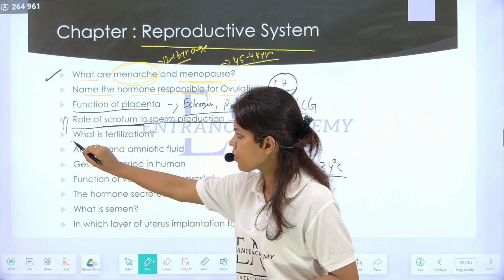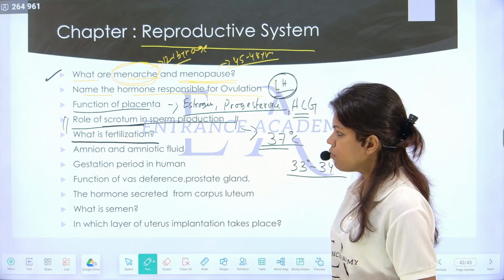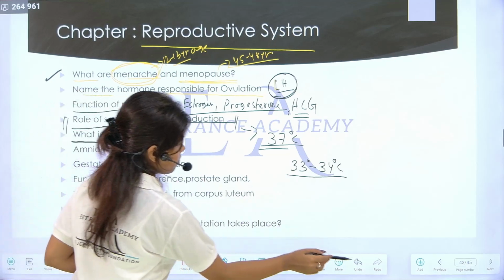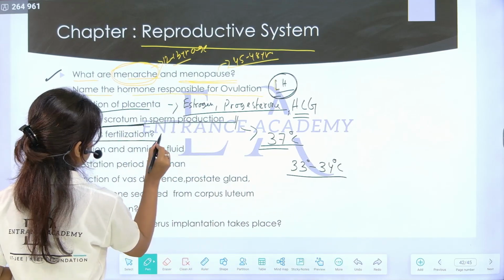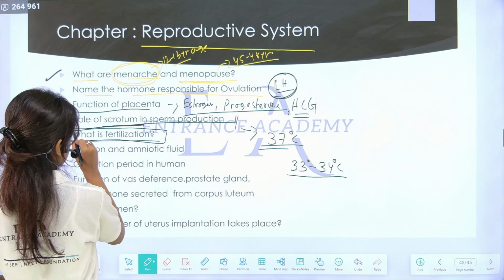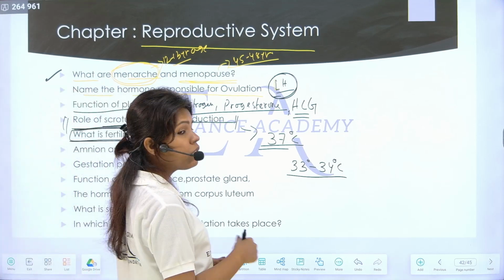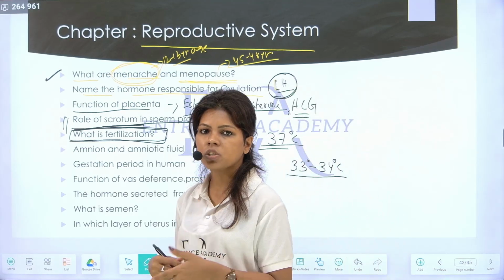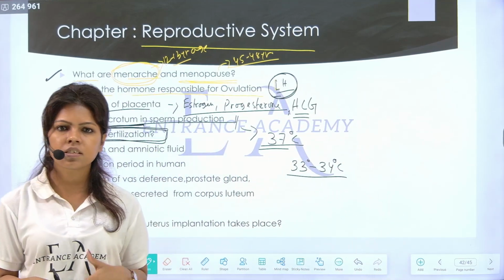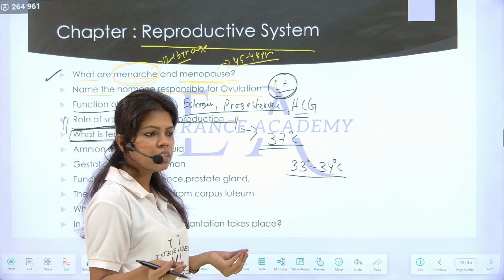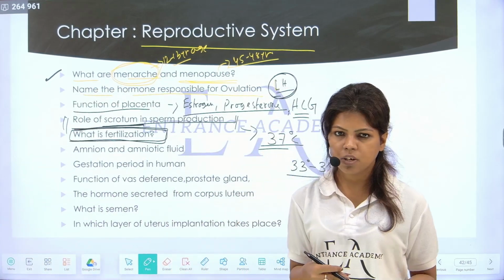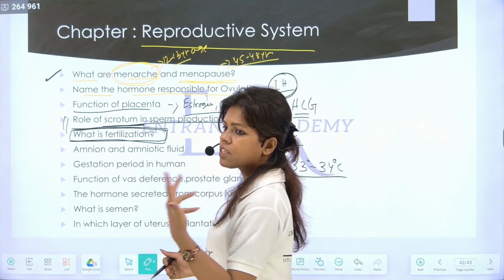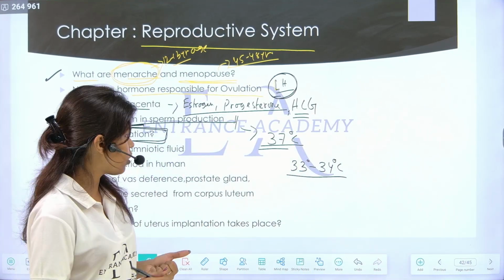Next, what is fertilization? It is the union of two gametes, male gamete and female gamete, and as a result a zygote is produced. So fertilization is a process through which the male gamete and female gamete unite together to form a zygote. These gametes are haploid in nature, that is N, and the zygote which is produced as a result of fertilization, that is 2N, that is diploid.